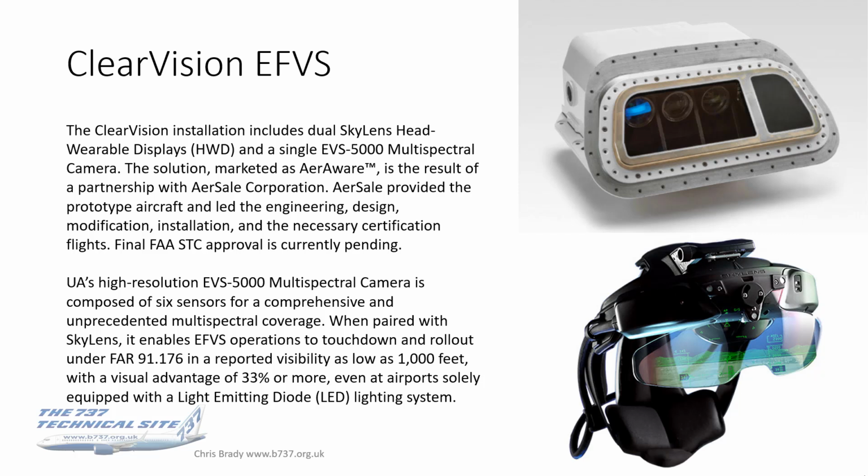Universal Avionics' high-resolution EVS 5000 multispectral camera is composed of 6. Oh, there you go. I should have read it. I only counted 4, but apparently 6 sensors for a comprehensive and unprecedented multispectral coverage. When paired with the SkyLens, it enables EFVS operations to touch down and roll out under FAR 91.176 in reported visibility as low as 1,000 feet with a visual advantage of 33% or more.